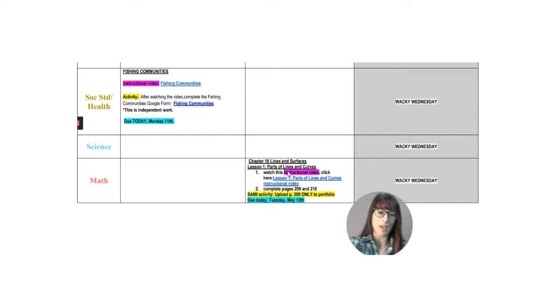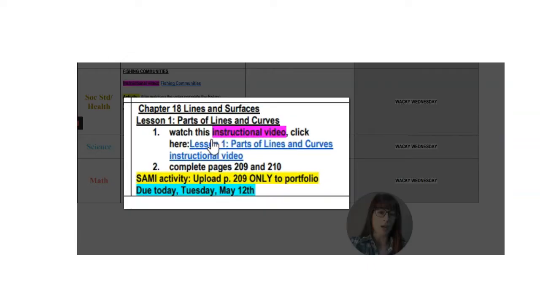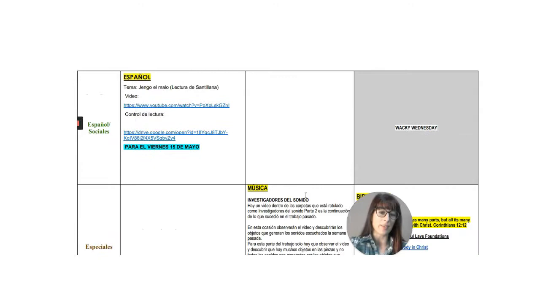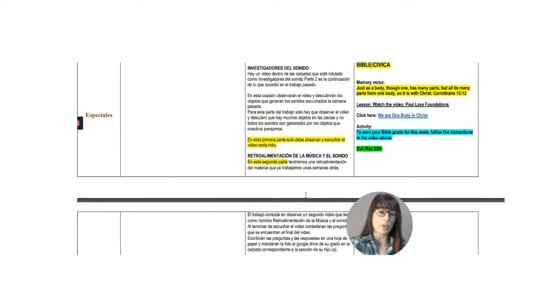For math, you have lesson 1, parts of lines and curves of chapter 18. So you'll be learning about lines and about curves. Watch this instructional video here. And then you will complete pages 209 and 210 and only upload page 209 to portfolio. That's what you have for math. And then you see you have music and then you're done for today.